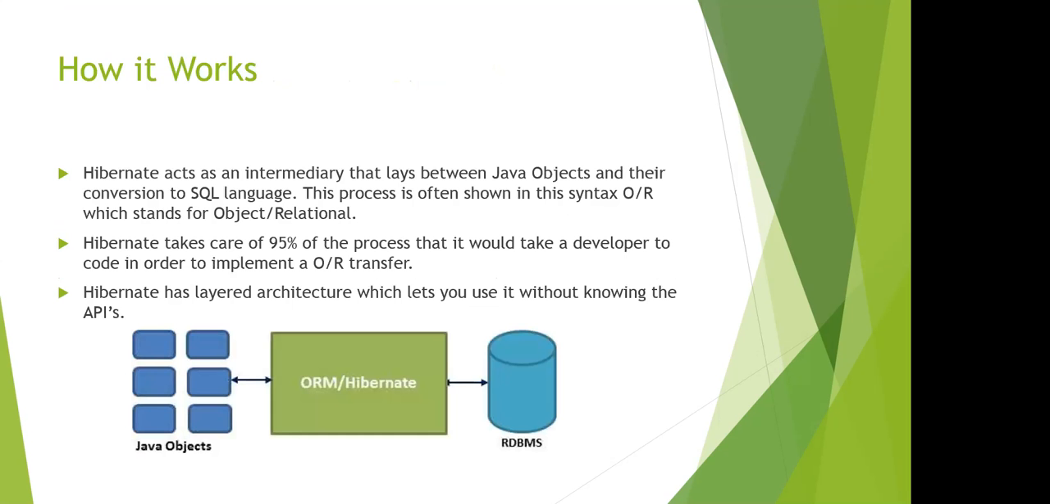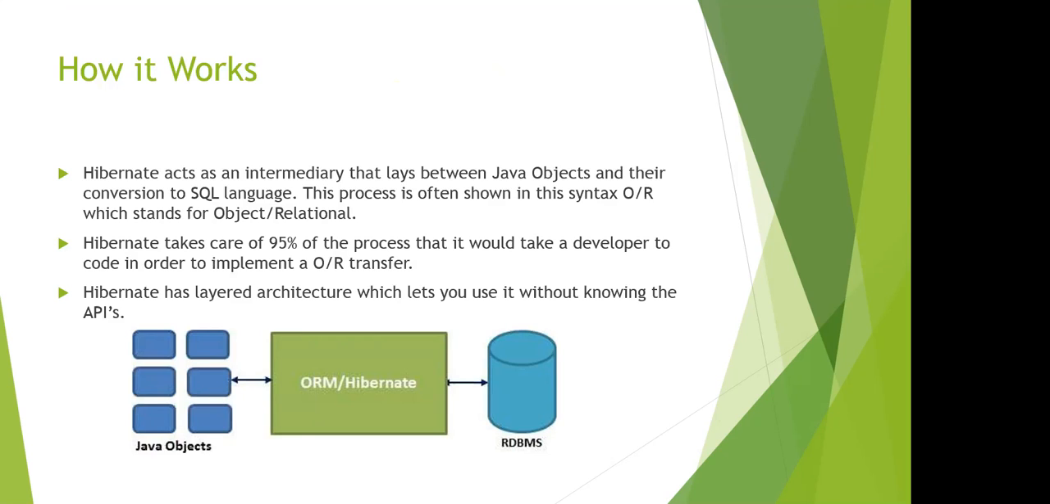So how it works is Hibernate acts like an intermediary between the layers of Java objects and their conversion to a SQL language. The process is often shown in the syntax O/R, which stands for object relational. So if you see that, that usually just means it's the process of an object turning into a piece of SQL or vice versa, relational: a SQL turning into a Java object. I saw kind of a cool little statistic. Hibernate takes care of 95% of the process that would take a developer to code in order to implement an OR transfer.